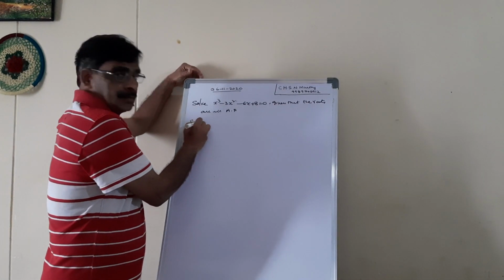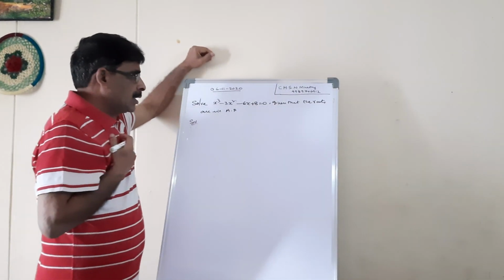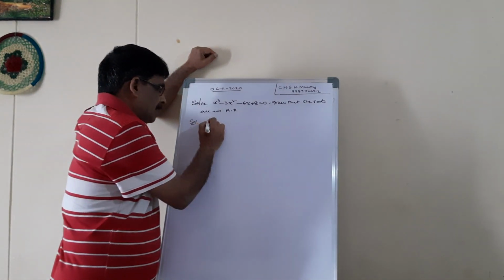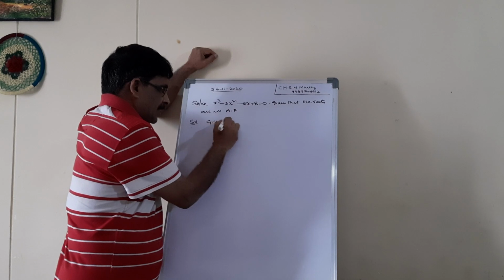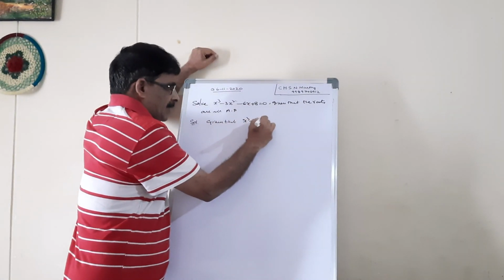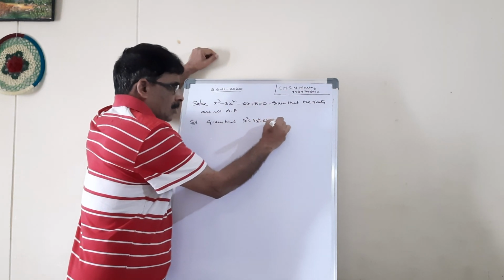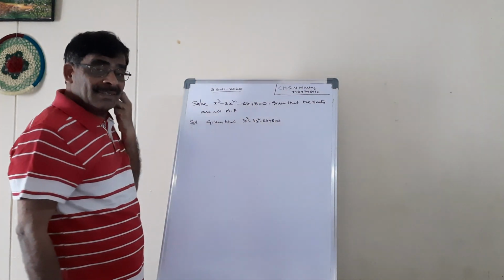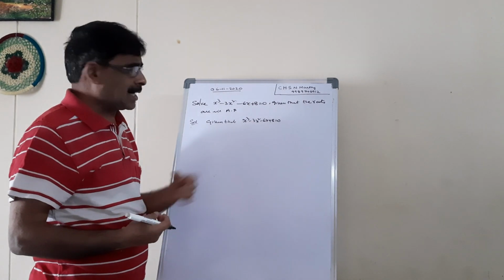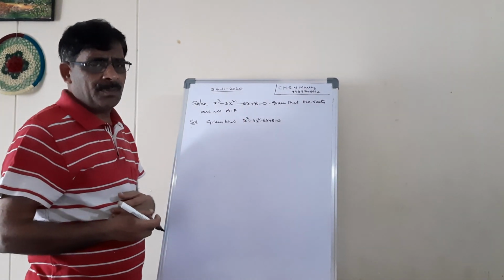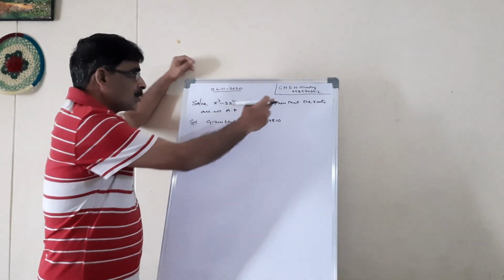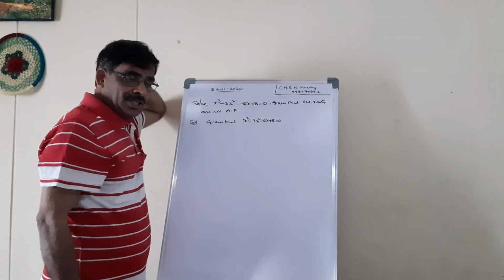Here, this is the problem. What is given? Given that x cube minus 3x square minus 6x plus 8 equal to 0. This is our third degree equation. You know, it has three roots because the degree is 3: alpha, beta, gamma. Here the roots are in arithmetic progression.